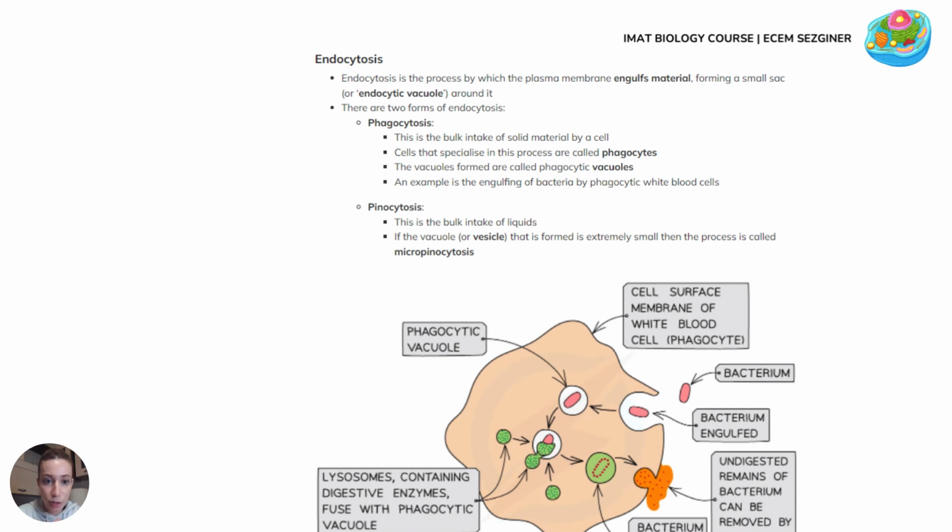Endocytosis is the process of the plasma membrane engulfing the material. Maybe you remember from the previous lecture, we said that the plasma membrane can create an extra sac, an endocytic vacuole, around the material that it has to transfer. And there are two types of it. It can be phagocytosis or pinocytosis. Phagocytosis is the bulk intake of solid materials, and pinocytosis is the bulk intake of liquids.